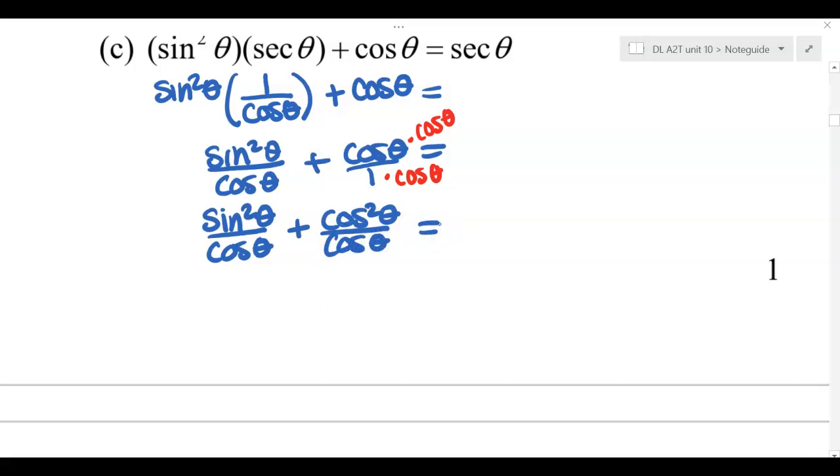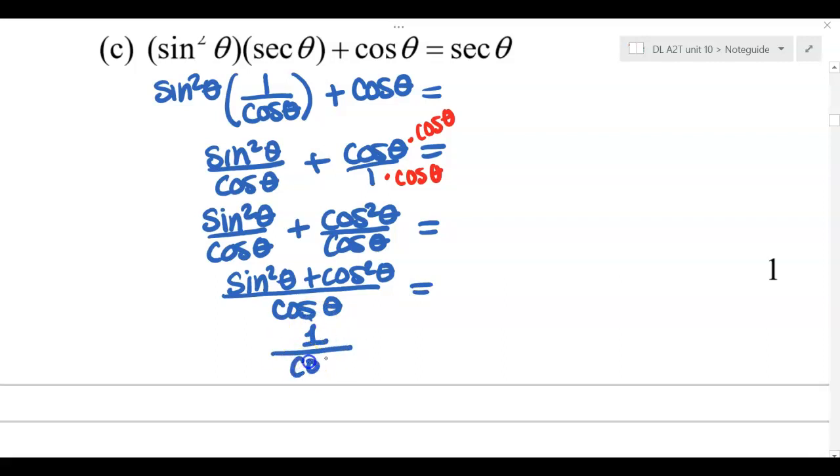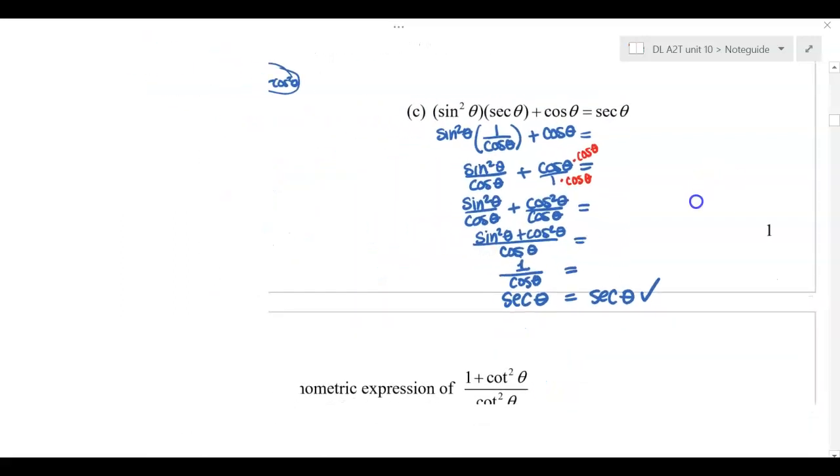Now that they have a common denominator, I can write them as 1 fraction. So the denominator is cosine. The numerator has sine squared plus cosine squared. And I would recognize that as my identity that says sine squared plus cosine squared is 1. And 1 over cosine theta can be rewritten as secant theta. Okay. So that's how I would do that one.